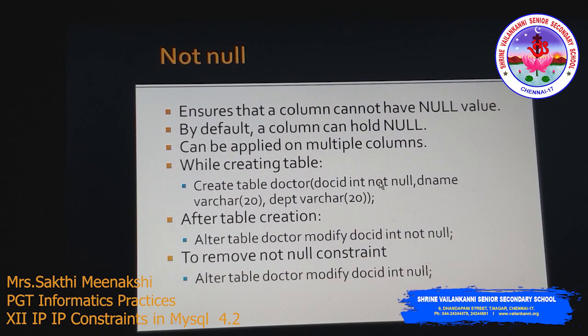If you want to apply the not null constraint for more than one column, you can apply it here too. If you want to apply not null for dname, then you write dname varchar 20, one space, then not null. So it can be applied on multiple columns. But if the table is already created and you want to add the not null constraint, then you have to use the alter table command: alter table, table name, then modify, then the column name, then the data type, then the not null constraint.